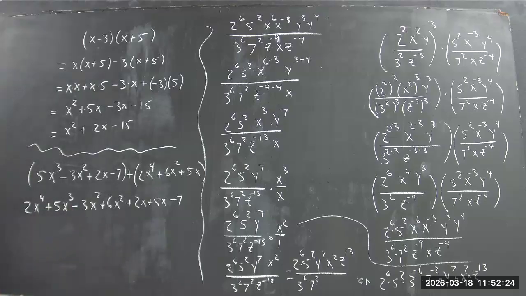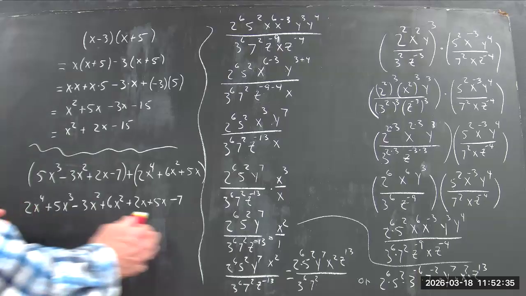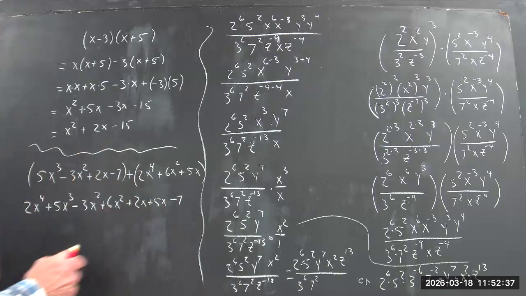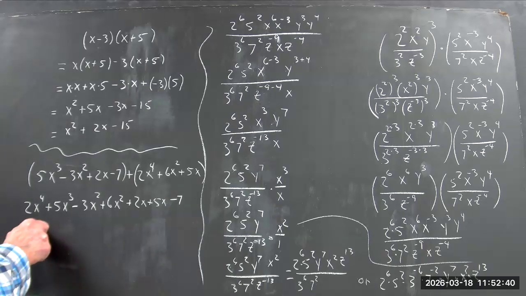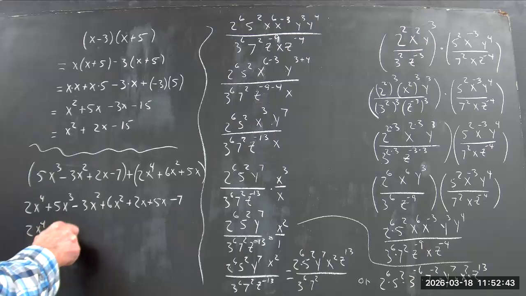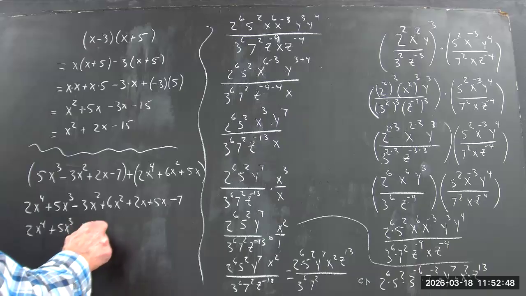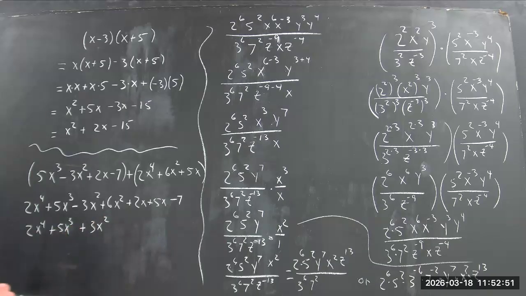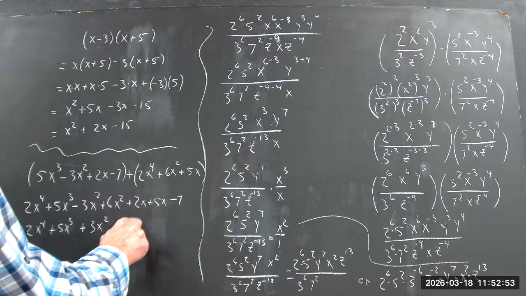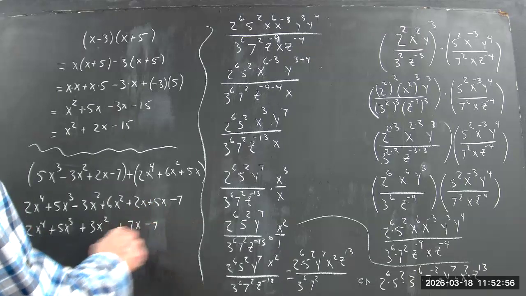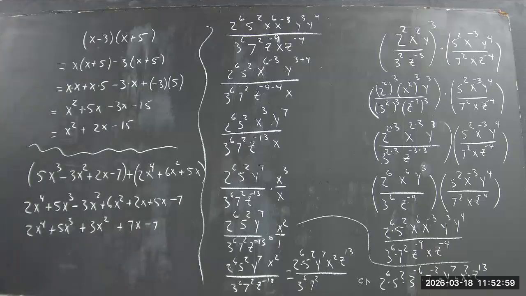So this is not a difficult process. You just got to do everything I said, which is simply don't combine unlike terms. Write them out in order like this, highest power down to lowest. Well, then that gives us 2x to the fourth plus 5x cubed. Then we have minus 3x squared plus 6x squared. That's just plain old plus 3x squared. And then 2x and 5x is 7x minus 7. That's relatively painless.